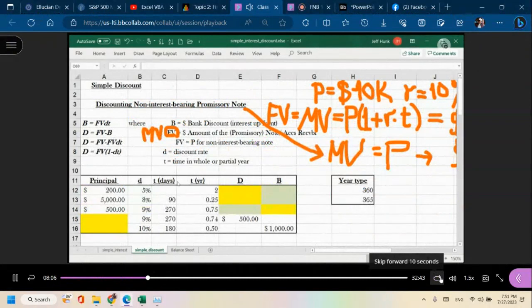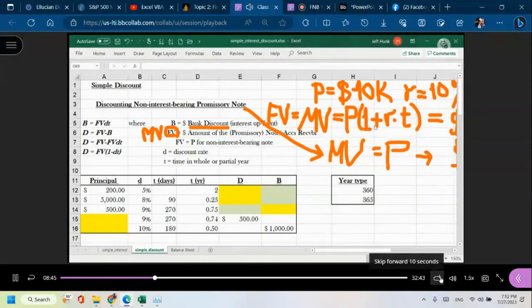So at this time we are now defining the symbols in the non-interest bearing promissory note. So B is basically called bank discount. Bank discount is when the bank is buying this promissory note, this is what they take for their own cut. So this is like the interest that the bank takes up front. Why? Because they will pay you money.